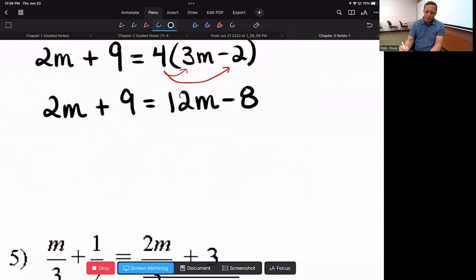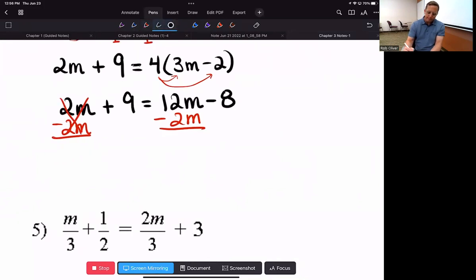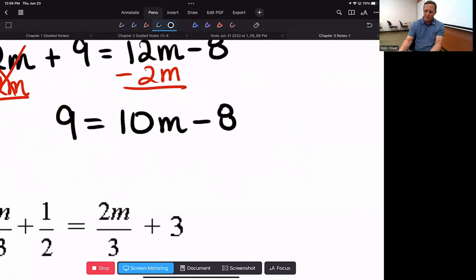All right, let's get m's on one side of the equation. I'm going to do it the other way around this time. I'm going to take away 2m from both sides here. Those cancel off, and I'm going to rewrite it. So now we have 9 equals 10m minus 8.